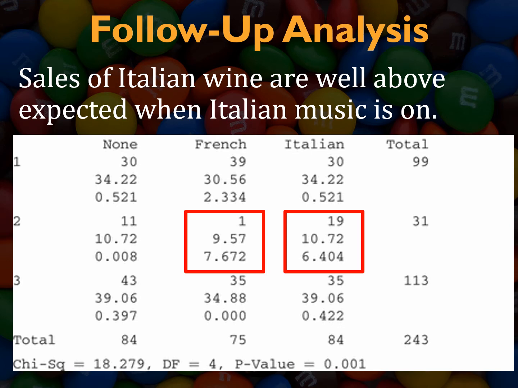Remember, you're not just looking at the numeric difference, you're looking at the relative difference. So for the French, we saw only about 11% or 12% of what we expected. For the Italian music and Italian wine, we saw almost double what was expected. It's those types of differences that lead to large contributions to chi-square. If you look at some of the other numbers, the numbers are big, but because the relative proportion is much smaller, the contribution to chi-square is much less.